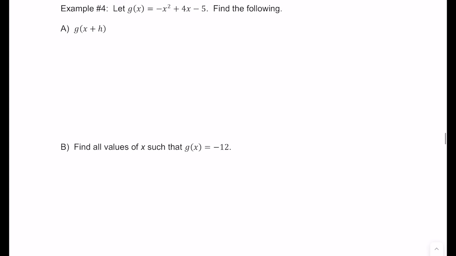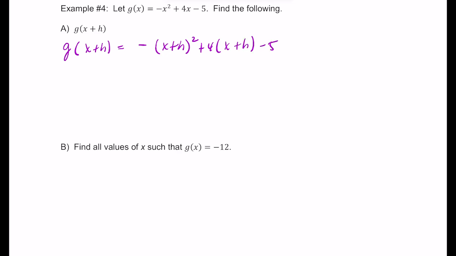Okay, let's try evaluating functions again since we've done some work with these guys. So here we have a function g of x, negative x squared plus 4x minus 5. And we want to find g of x plus h. So what I need to do is take this x plus h, and I need to substitute it in everywhere there's an x, right? So easy. I'm just going to have g of x plus h equals negative, and then there's an x, so I'm going to substitute the x plus h squared plus 4 times x plus h minus 5.